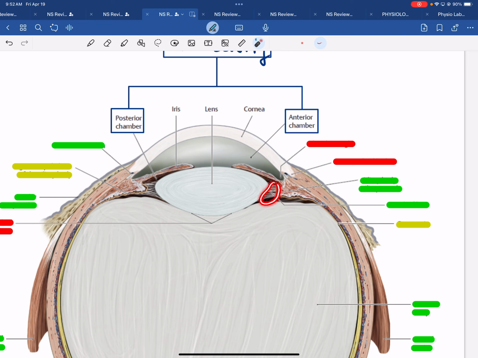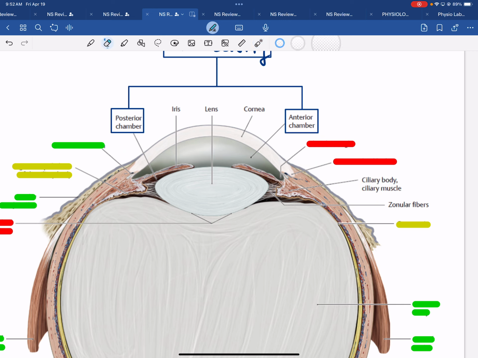Okay, and then what are these? Suspensory ligaments? Good, the suspensory ligaments. I think there's another name for them, but just call them suspensory ligaments. Okay. What do the suspensory ligaments do? Transmit tension and enable the lens to change the shape. Exactly, good, that's great. It transmits tension into the lens, allowing it to change shape. Exactly, good. All right, what is this?